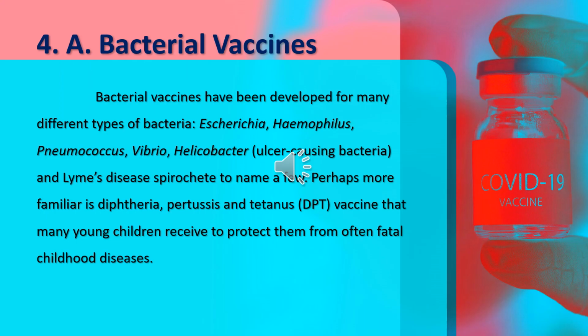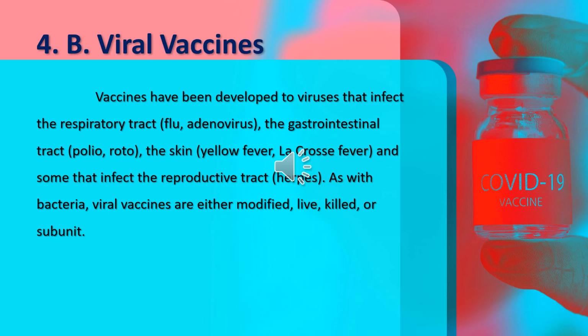Bacterial vaccines. Bacterial vaccines have been developed for many different types of bacteria: Escherichia, Haemophilus, Pneumococcus, Vibrio, Helicobacter, and Lyme's disease spirochete, to name a few. Perhaps more familiar is the diphtheria, pertussis, and tetanus vaccine that many young children receive to protect them from often fatal childhood diseases. Viral vaccines. Vaccines have been developed to viruses that infect the respiratory tract, the gastrointestinal tract, the skin, and some that infect the reproductive tract.